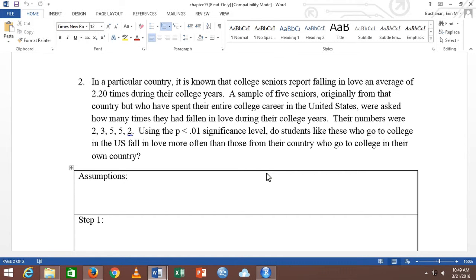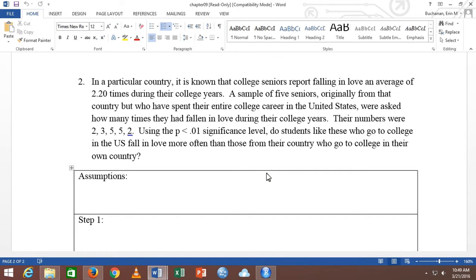But, so college seniors report falling in love an average of 2.2 times. So I didn't even know this sort of thing. It took 5 people. 5 is way too small of a sample. But let's say they just took 5 people who were originally from this particular country, but instead have moved to the U.S. How many times did they fall in love? So did the U.S. change them, is I guess the question. They give us the numbers here. We're going to use p less than 0.01 this time.